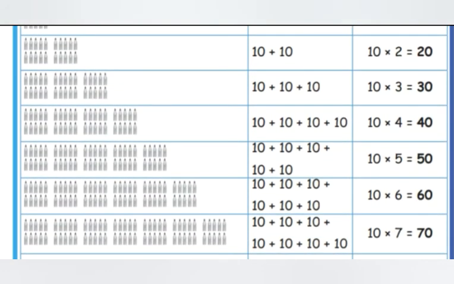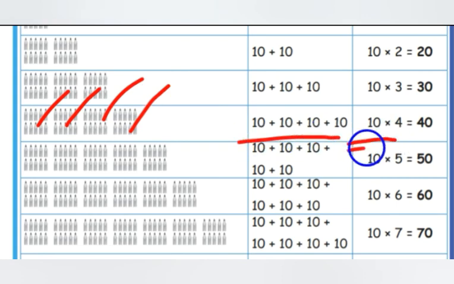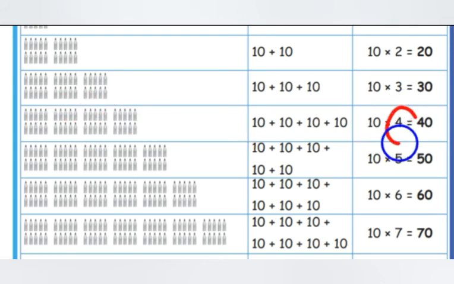Next parunga, 4 times 10. The number of pencils is 10. The number of boxes is 4. And total number of pencils is 40. So, the multiplication fact is 10 into 4 is equal to 40.